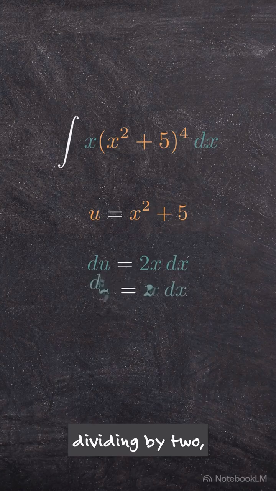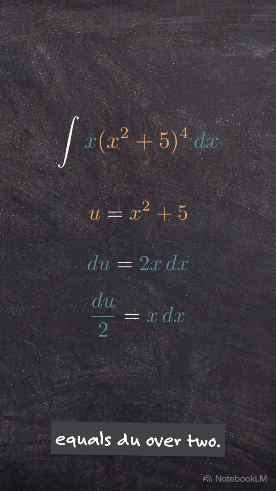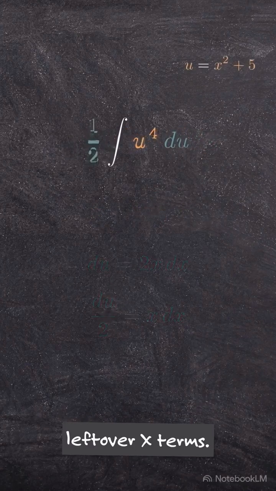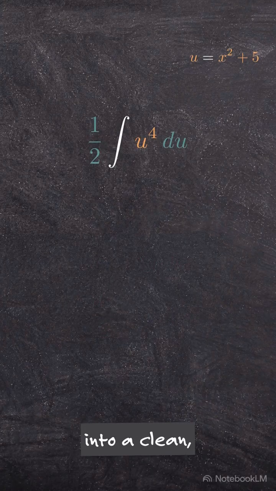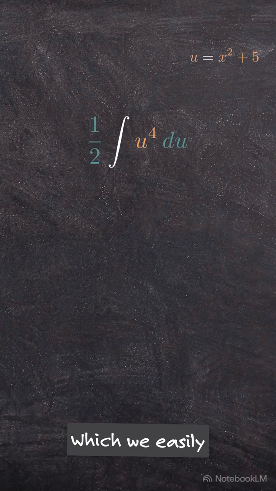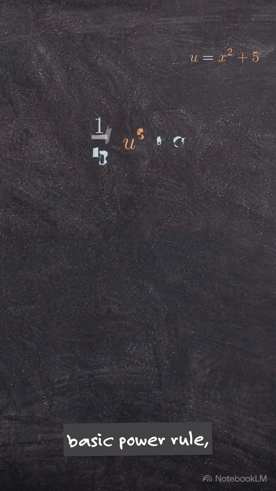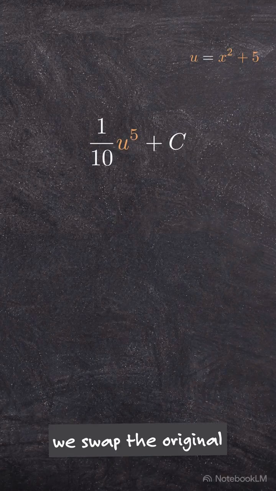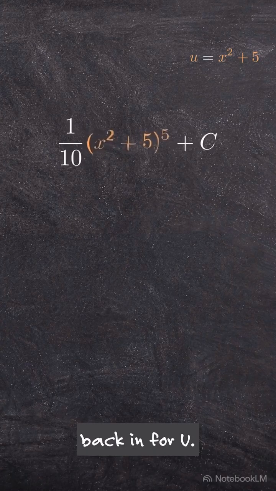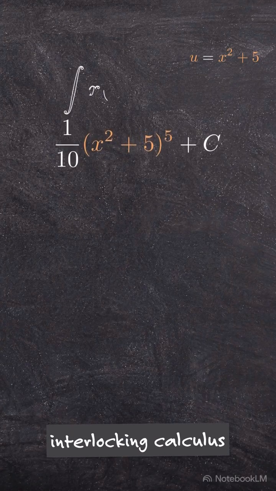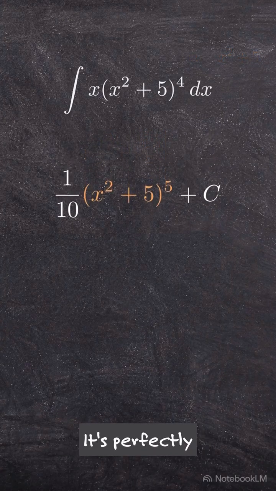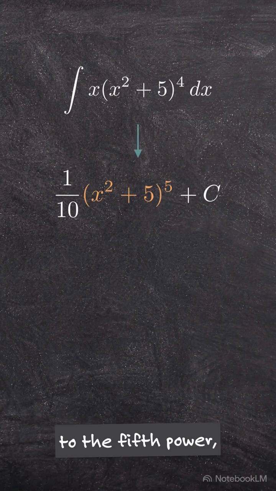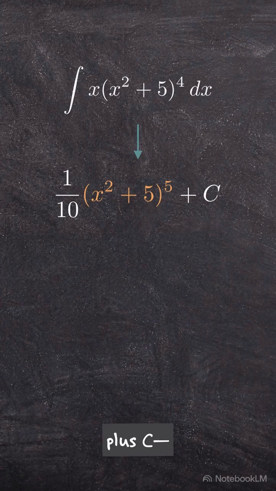Rearrange that by dividing by 2, and we get x dx equals du over 2. Now we perfectly swap out those leftover x terms. The complex nightmare collapses into a clean, simple u integral, which we easily solve using the basic power rule, giving us u to the fifth over 10 plus c. Finally, we swap the original x squared plus 5 back in for u. So that massive interlocking calculus problem we looked at in the beginning is perfectly solved as (x squared plus 5) to the fifth power over 10 plus c, using a temporary swap.